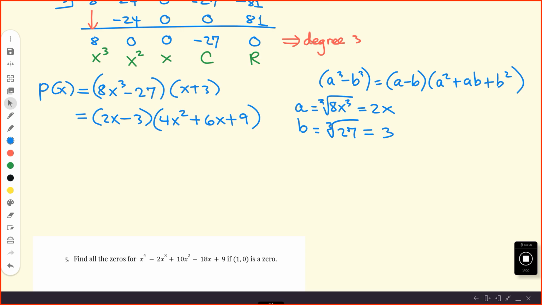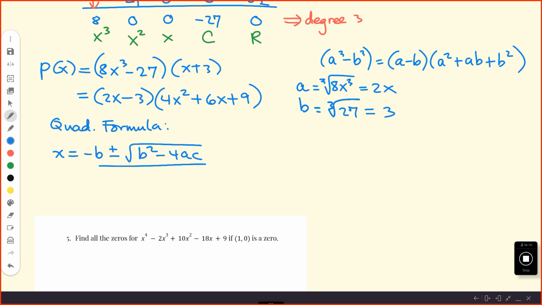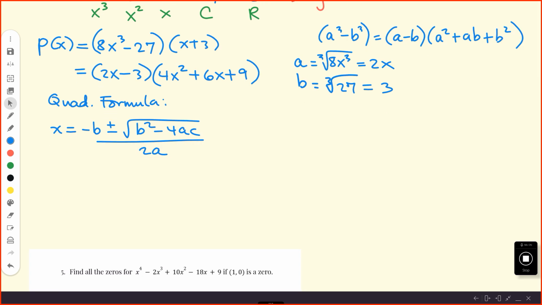Okay? All right, so I'm just going to leave that there. We just need to factor 4x squared plus 6x plus 9 using the quadratic formula. That's x equals negative b plus or minus the square root of b squared minus 4ac, all over 2a. We just have to identify our a, b, and c. So your a is 4, your b is 6, and your c is 9, so that we can plug it in here.